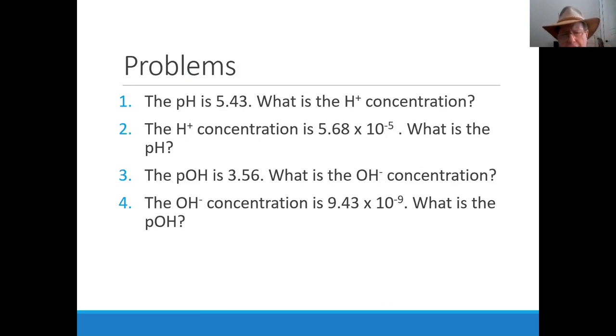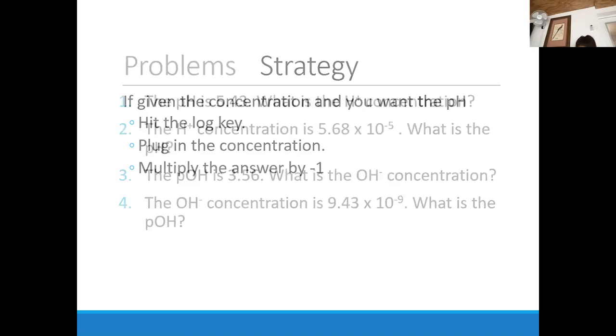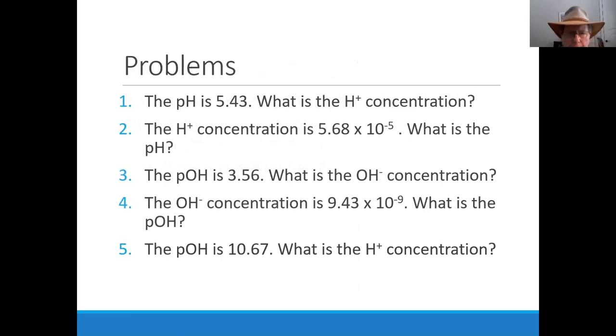Okay, I don't understand how you got 0.99. Jennifer. What I did was I did 10 to the power of the negative OH. That's not how you do that. You do log. Look, the strategy: if you've got the concentration and you want the pH, you hit the log key. Would you get 8.03? 8.03, exactly. Okay.